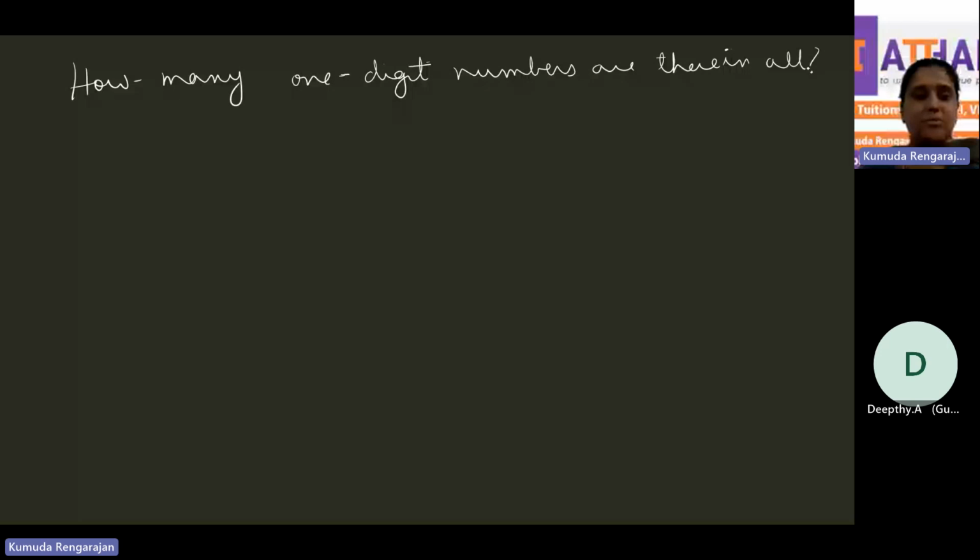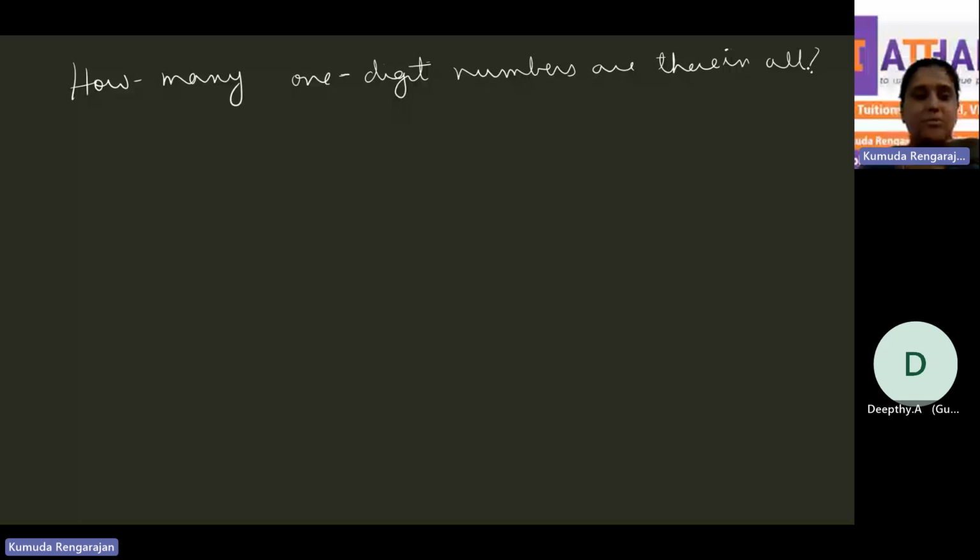See, that is not the question here. How many one-digit numbers are there in all? Zero. So write the largest one-digit number and the smallest one-digit number. Always. Supposing they ask you how many two-digit numbers are there in all, you must write the largest two-digit number and the smallest two-digit number.